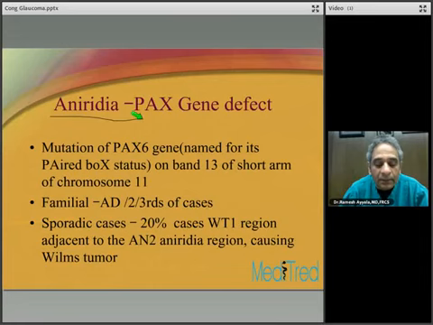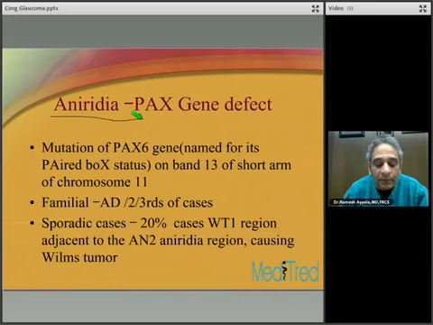Among the sporadic cases, 20% are associated with the WT1 region adjacent to the AN2 region, causing Wilms tumor. So 20% of the sporadic cases may be associated with Wilms tumor. That's the take-home message here, a very important take-home message. So you need to screen these patients, and 2/3 of these patients are of autosomal dominant inheritance pattern related to the PAX gene defect.